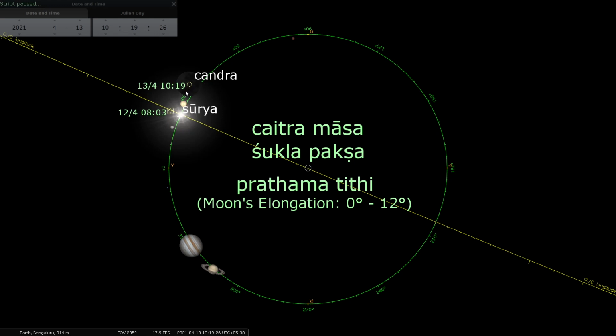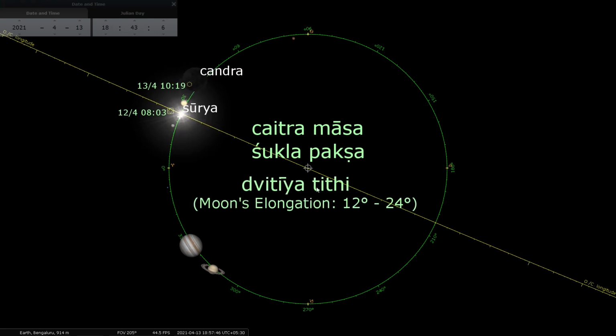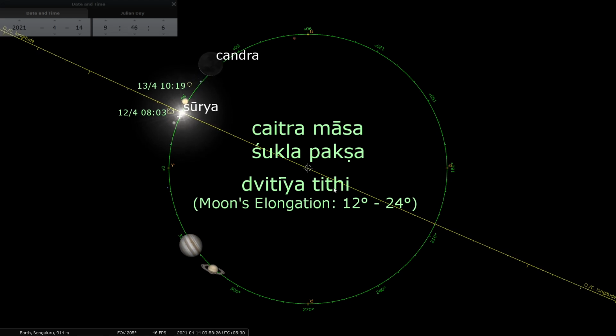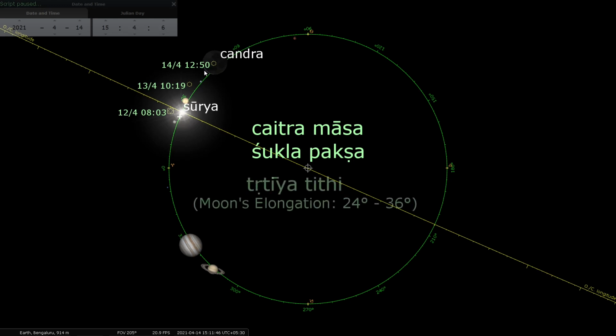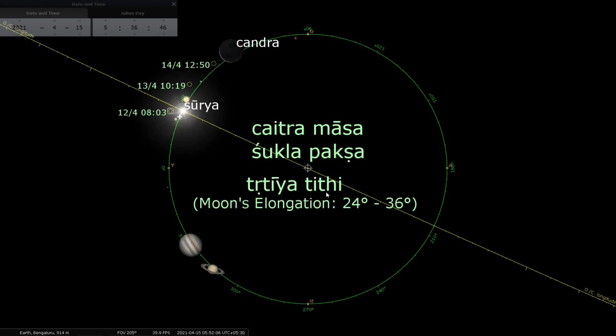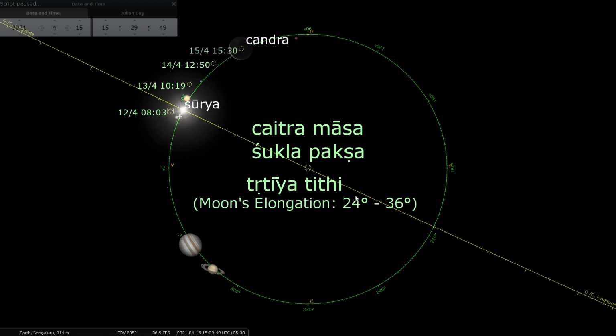So let me continue. This is Dvitiya Tithi in progress. And there it's done. So this angle is 24 degrees. And Dvitiya Tithi ended on April 14th at 12:50, so in the afternoon. Now let me proceed once more. This is Tritiya Tithi in progress. The moon is moving up to 36 degrees. That means this distance from the sun to Chandra. So this angle is 36 degrees.